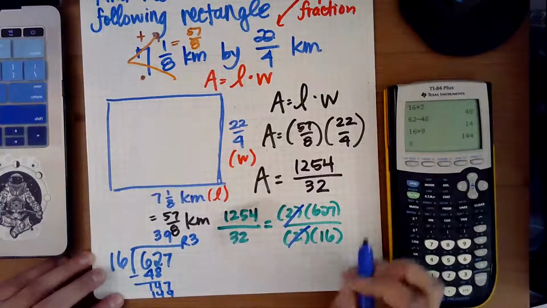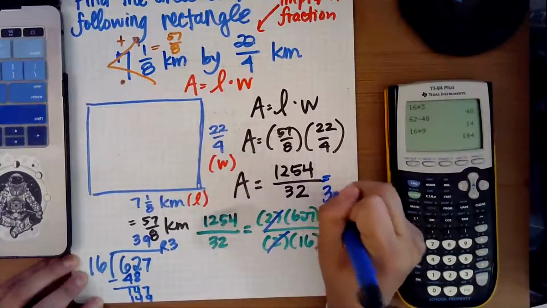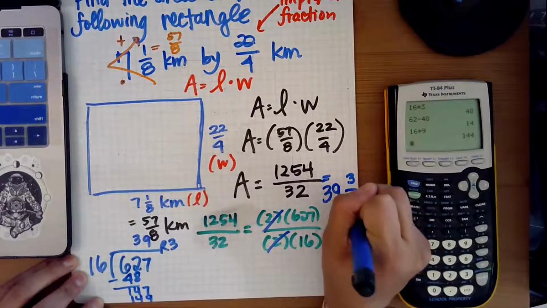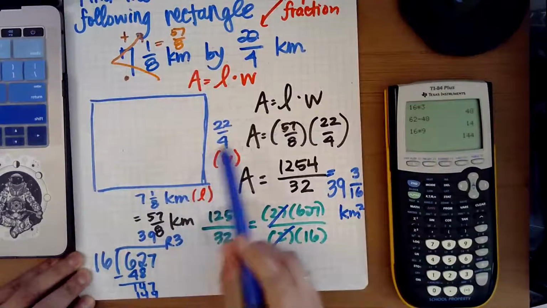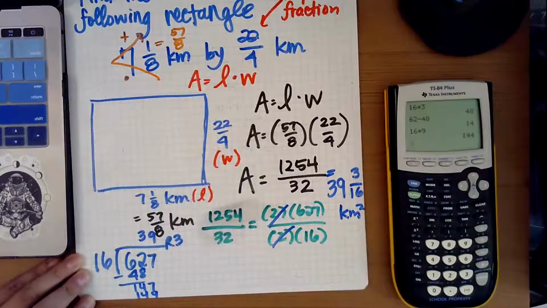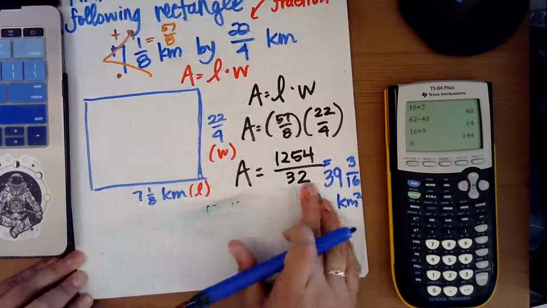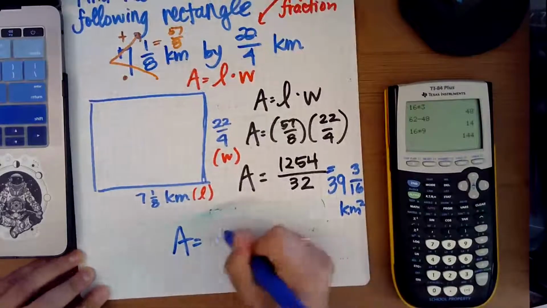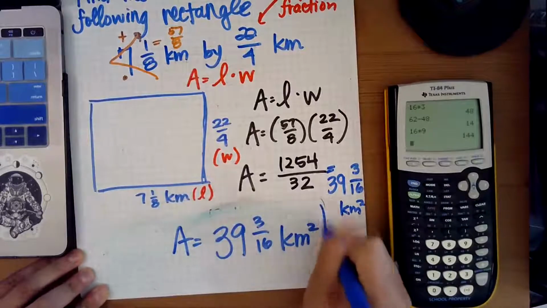So that remainder of 3 means that this right here is 39 and 3 out of 16 kilometers squared, because kilometers times kilometers gives me kilometers squared. So my final answer is A is equal to 39 and 3/16 kilometers squared.